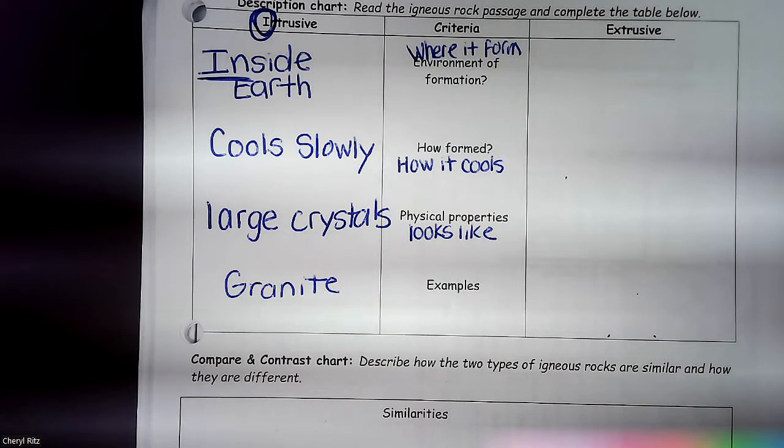Now, why do you think it cools slowly when it's inside the earth? Okay, one is that the inside of the earth is hot. And even if it's not exactly hot, all the other layers on top of it cover it up. You can't see it, so it's going to cool slowly.